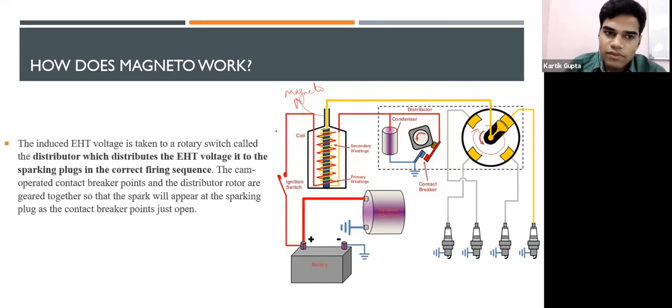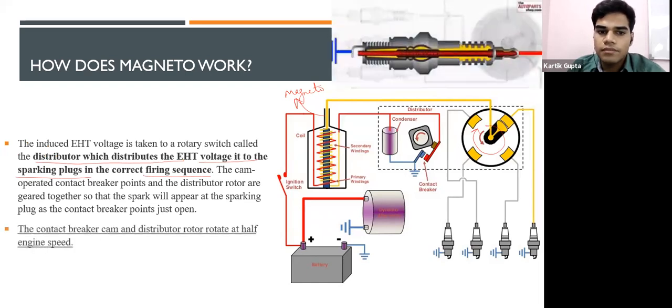The induced EHT voltage is taken to the rotary switch. There's the same explanation, called the distributor, which rotates the EHT voltage to the sparking plugs at the correct frequency. I have just repeated the same thing. I just wanted to show you with this picture.